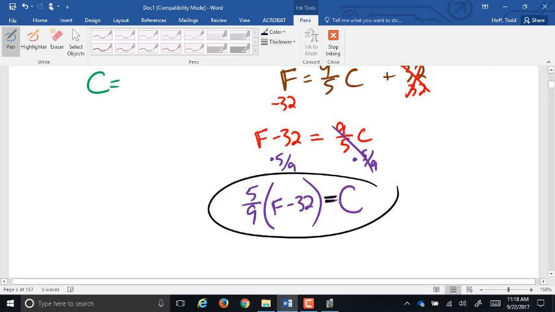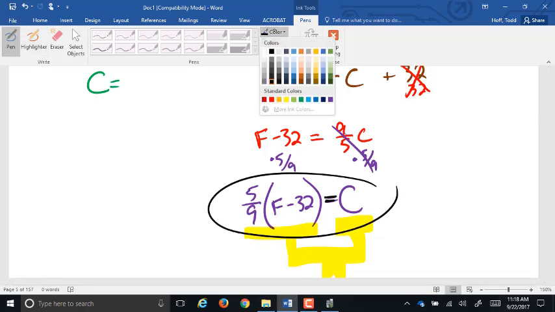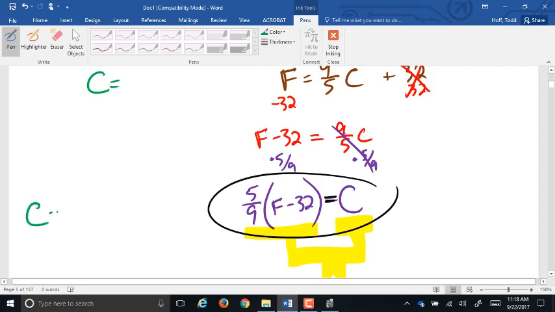These two things are equal to each other. I can switch their sides. If you think of that balanced scale idea, it doesn't matter which side they're on, they're going to balance each other. So most people would look at that and say it's a lot easier to think about it as c equals 5/9 times parentheses f minus 32.